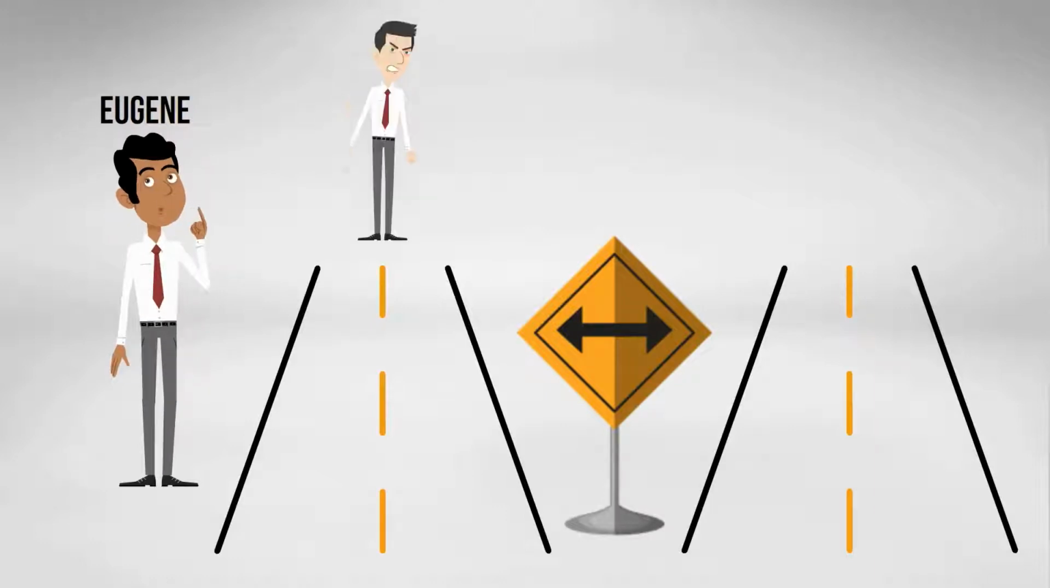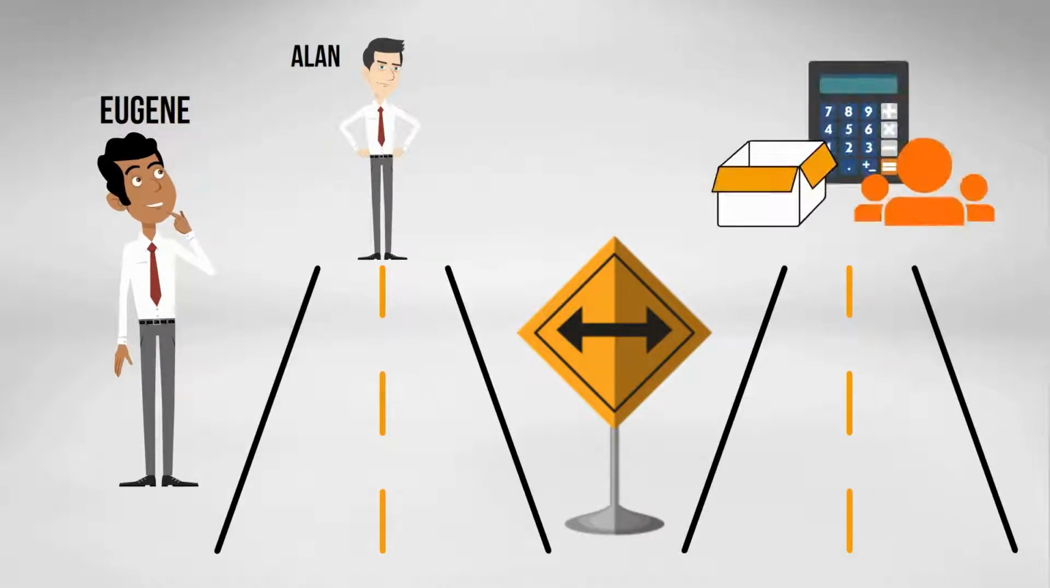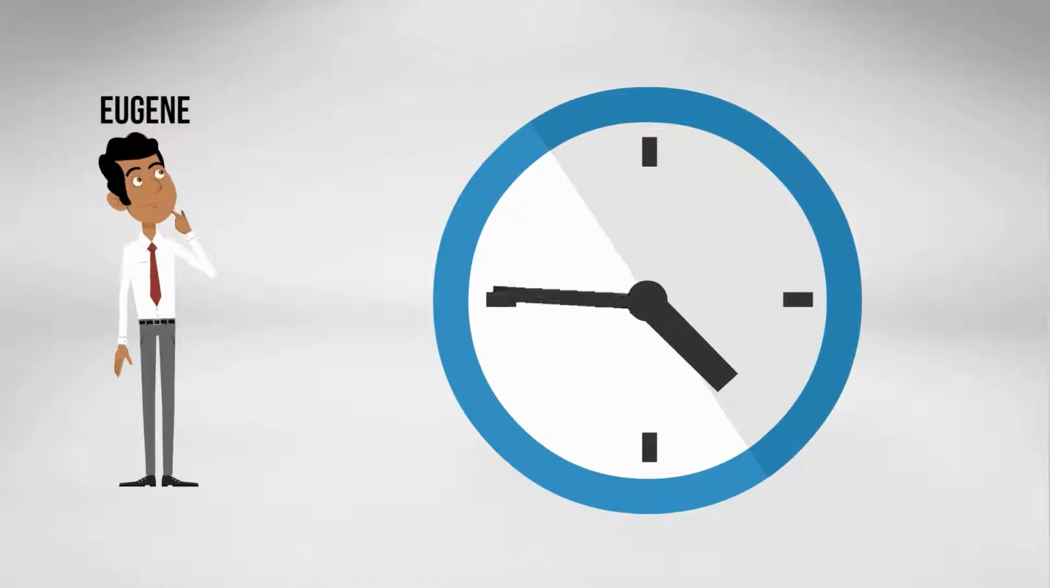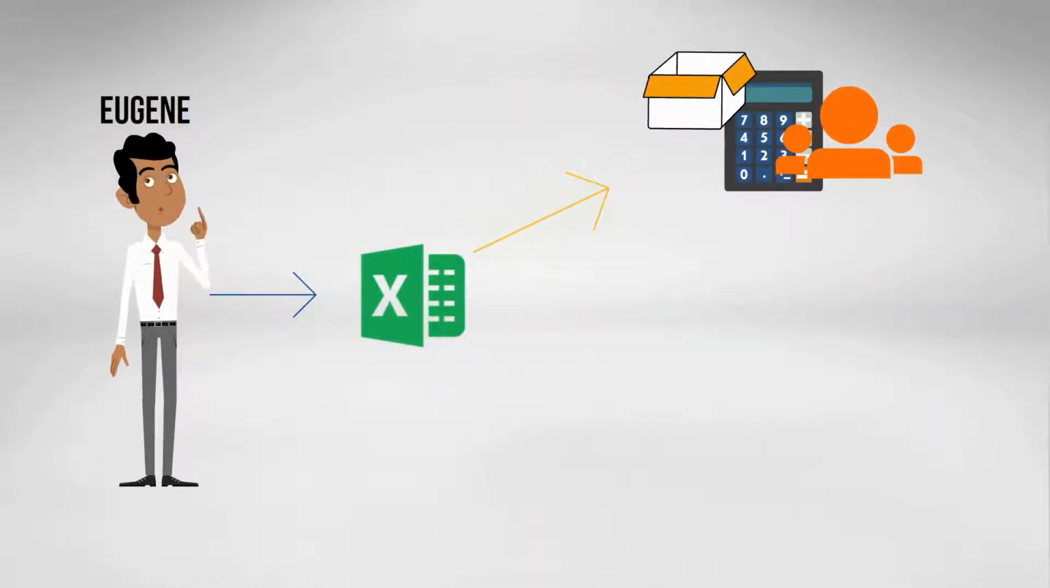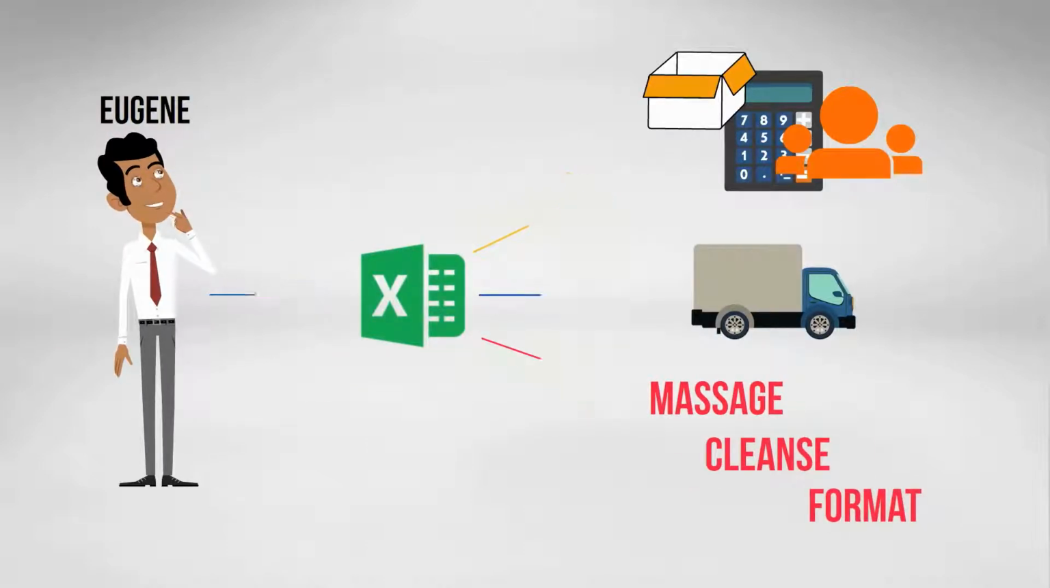He can go back to Alan and request a new report with additional information on red shoes, or he can go into the databases and try to create his own report. But both of these options take time. To create his own report, he has to have access to the databases, be able to export the data, massage it, cleanse it, and then format it in the way he needs.